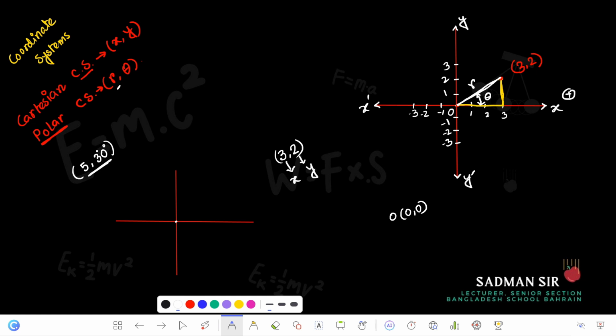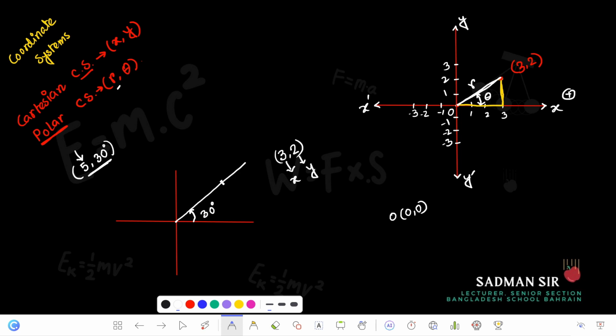First I will see what the angle is: 30 degrees, right? So from the x-axis I will make an angle of 30 degrees. Let us say this is the line that is along 30 degrees. Now along this line, how far do I need to travel to get to the point? That is 5, that is r, right? The distance from the origin to the point. So from here I will go 1 unit, 2 units, 3 units, 4 units, 5.